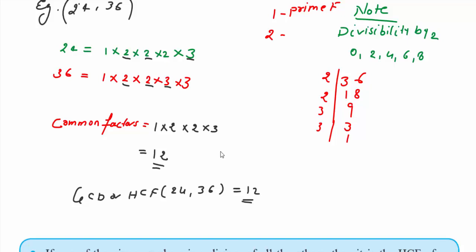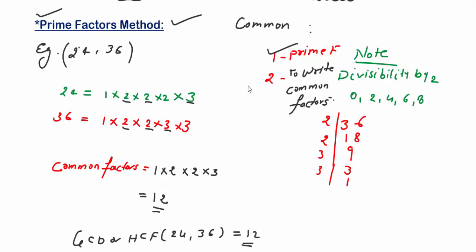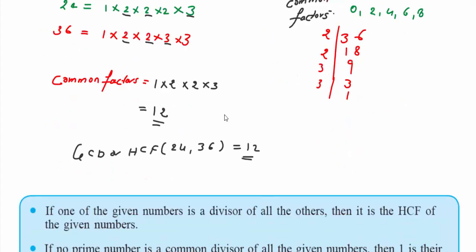Students, the same concept applies, we only need to find the common factors. The first step is to find the prime factors, everything should be prime factorized, and the second step is to write down the common factors. So these are the important points to find the highest common factor. This was the prime factors method. We need to factorize into prime numbers, then write down the common numbers.